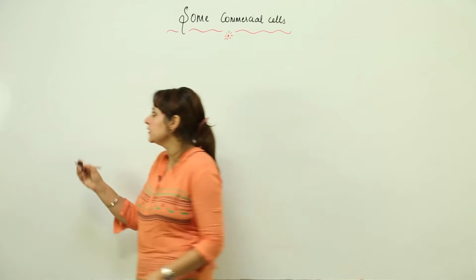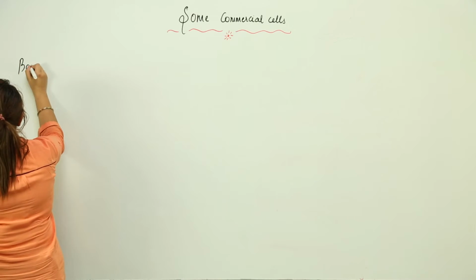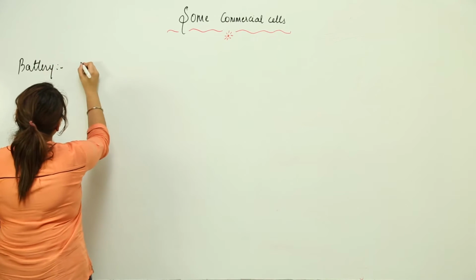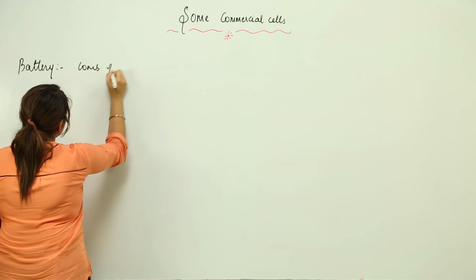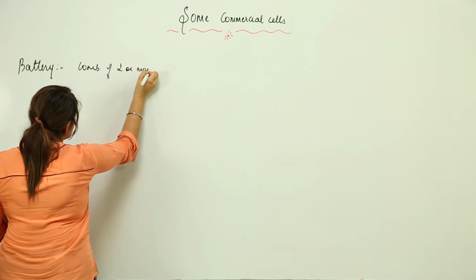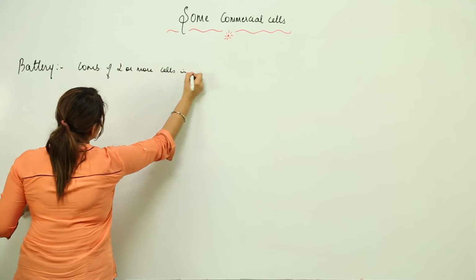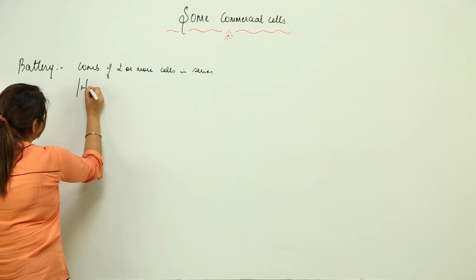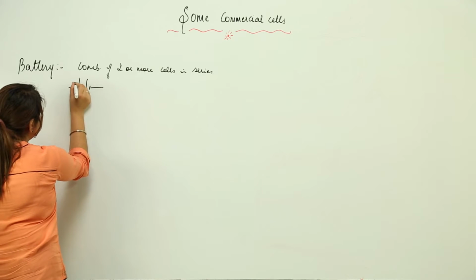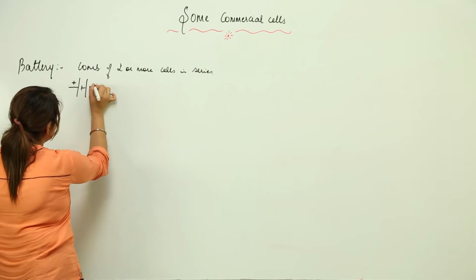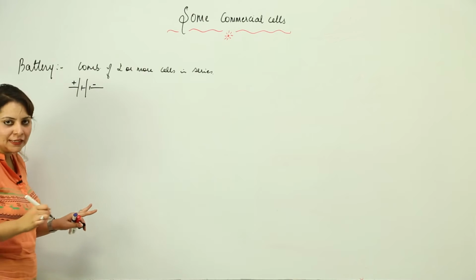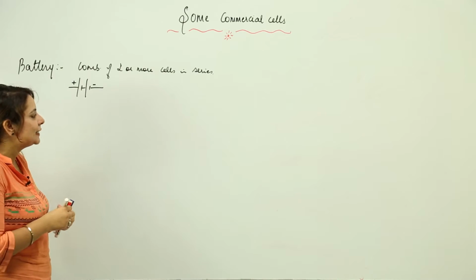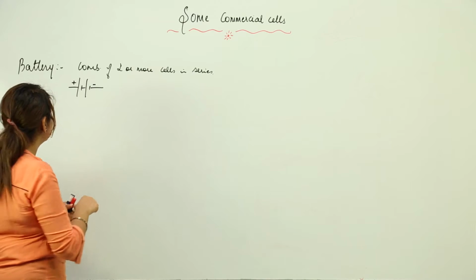Before we start, you should know what actually a battery is. A battery is nothing but the combination of two or more cells in series. As you know, whenever you use a battery, you write it this way: a big line indicates the positive terminal and the short one indicates the negative terminal. So a battery is a combination of two or more cells connected in series.